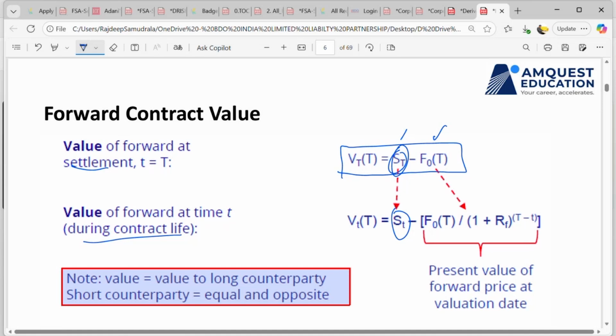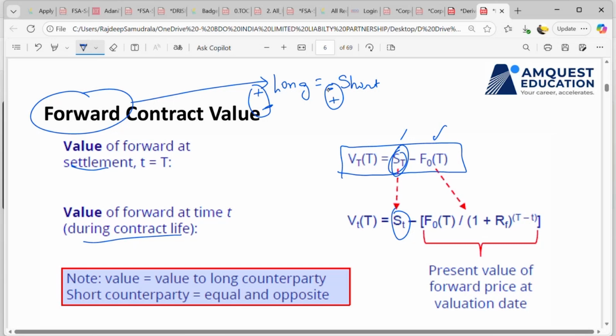Clear? Now, if I want to find out the value of the contract, remember, I'm discussing forwards. So in a forward, the long equals the short, but one will have a positive value and one will have a negative value. If the long has a negative value, the short will have a positive value, right? But do remember that the values in absolute terms are going to be equal. Clear? How much is that value? There's a formula to help you.